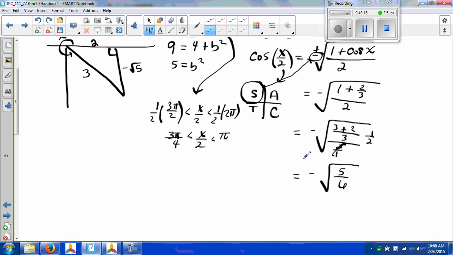And that's fine. You don't need to rationalize it. It's not one of the 3 rules. So you're fine with that because it's not easily simplifiable.